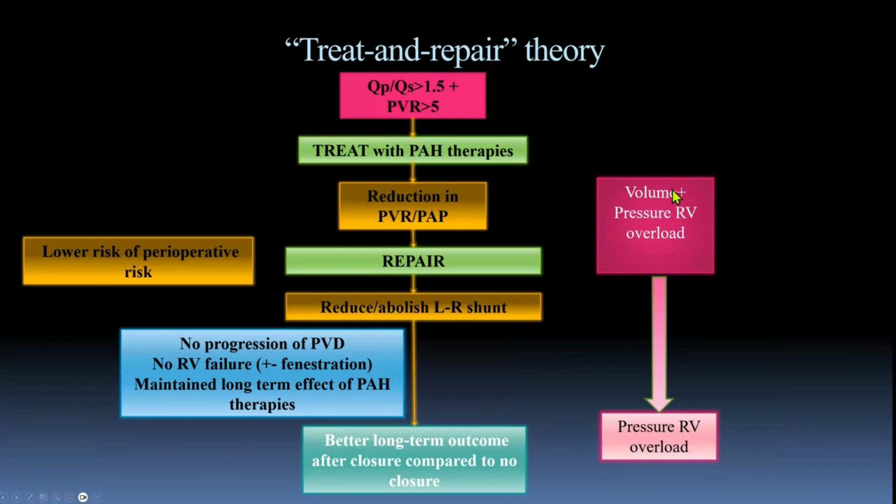So you say, well, if I treat with PH therapies and reduce the resistance, maybe I get them to a pulmonary vascular resistance that is repairable. And when I repair that, they say with fenestration, with a small fenestration, in case the pulmonary vascular disease afterwards is high and you need a relief valve, but you repair it, you abolish the volume overload, and therefore the RV must be happier after that.